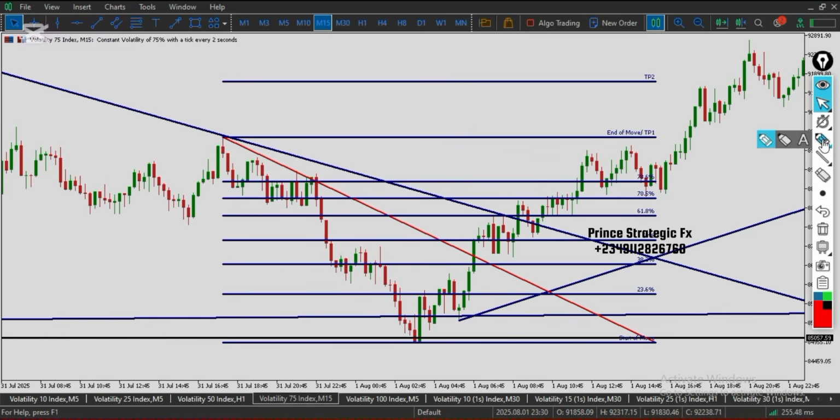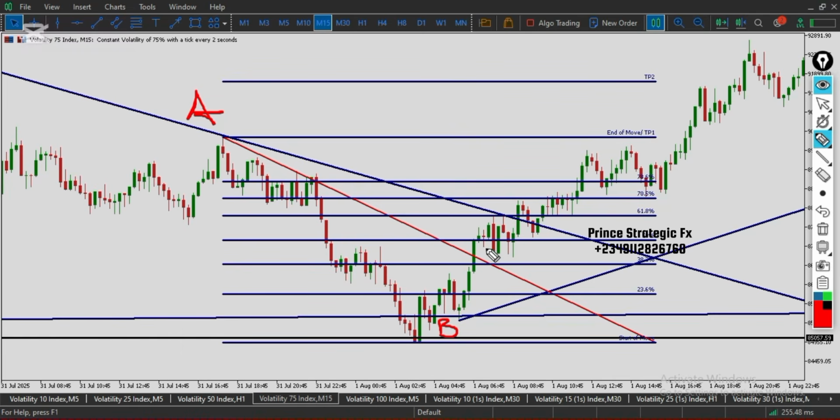Let's call this point A. This is the low right here, the start of the move, and we call it point B. Always do this, you understand? When you always do it like this, you will know exactly how to draw Fibo. Now, this is point A, and below here is point B, which is our start of move. And we are looking for a buy. We are not looking for a sell. Have this in mind.